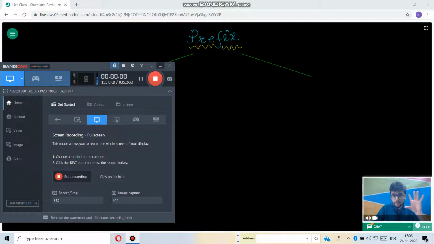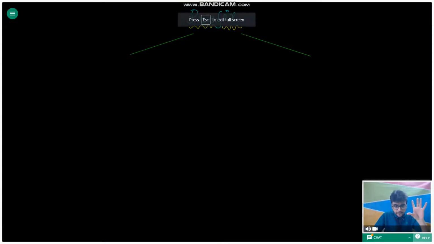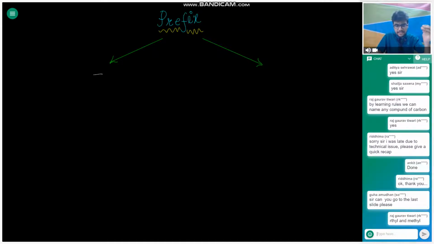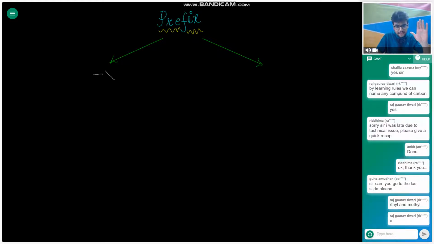There are only two prefix names that you need to know. First, I will be telling you the prefix for dash X. First learn that. What is the meaning of dash X? This dash means bond and this X means halogen.